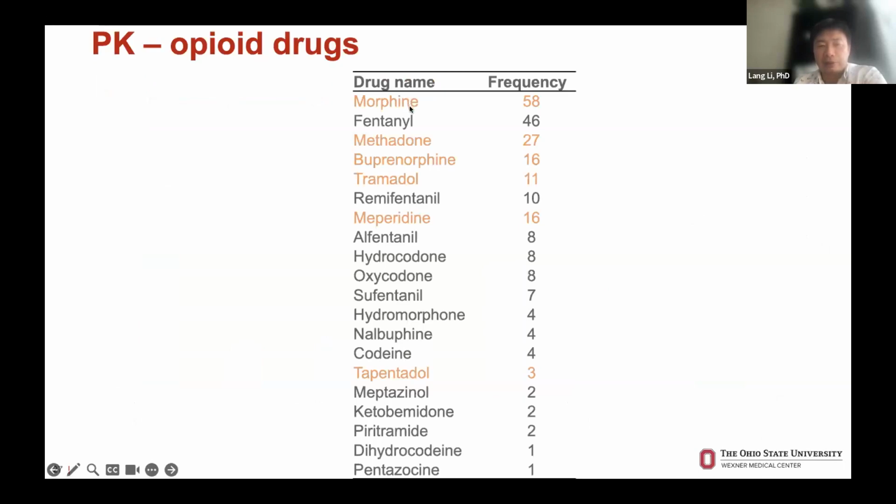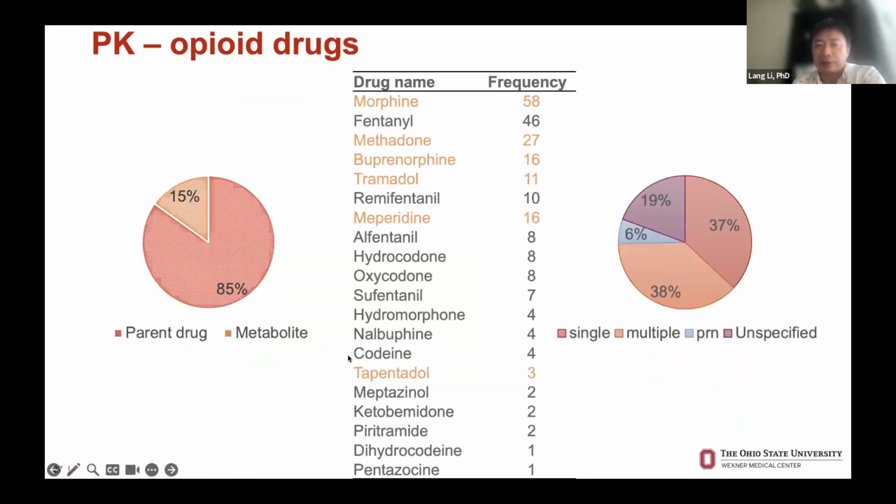Then these are the opioid drugs we curated so far, and this shows the parent drug and metabolites, the frequency of parent drug and metabolites in the database, and single drug versus multiple drug in the database. Sometimes the drug names are not specified, because oftentimes when people publish opioid-related PK studies, they just say opioids. They didn't specify what they are, in a study to some extent.